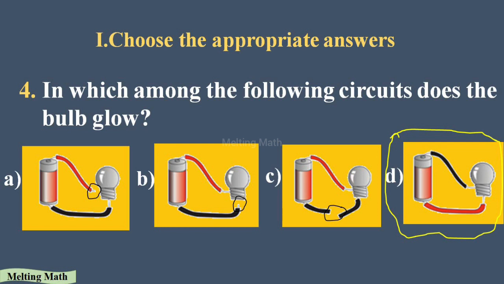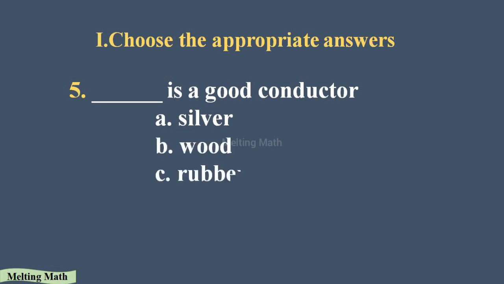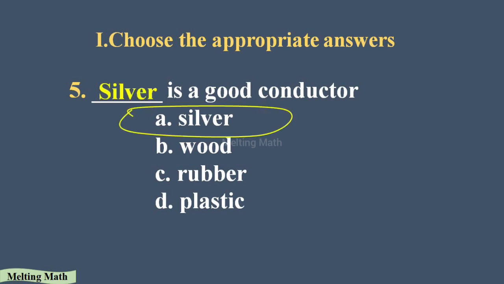Next, see the fifth one. Dash is a good conductor. Options are: A, silver; B, wood; C, rubber; D, plastic. Among these, which one is a good conductor? Definitely option A, silver, is a good conductor. The other three are insulators. Yes, we know wood, rubber and plastic are non-conductors, that is, insulators. So option A is the correct answer.